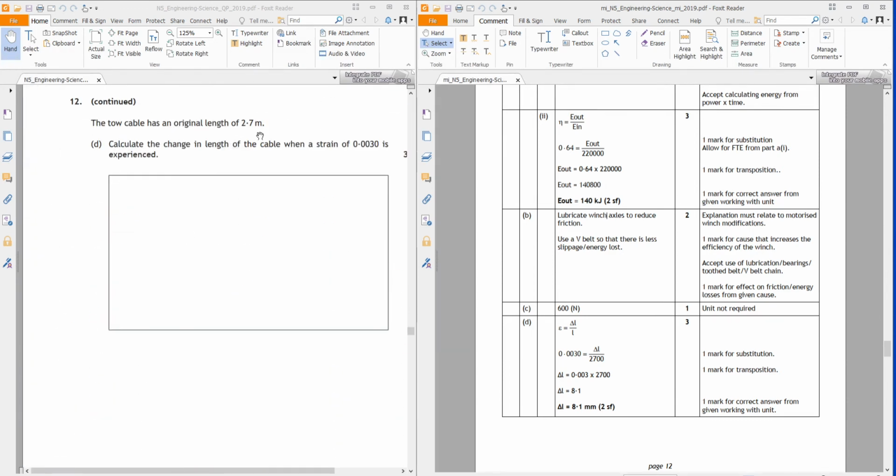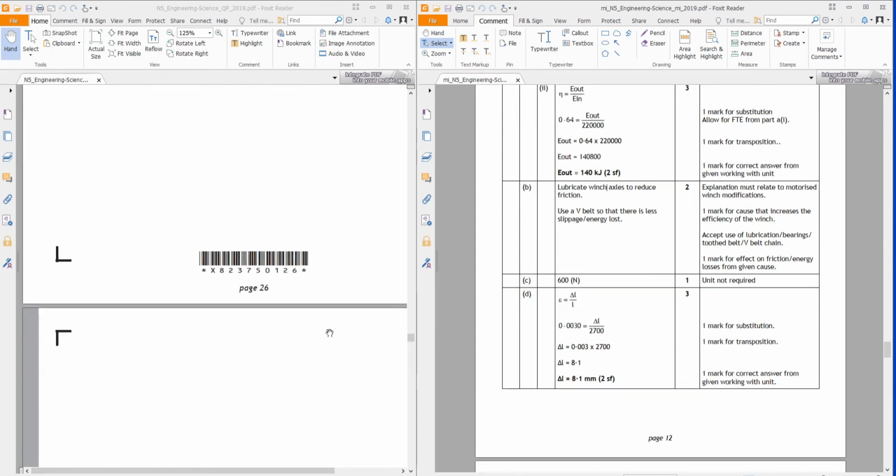Tow cable's original length of 2.7 meters. Calculate the change in length of cable when the strain of 0.003 is experienced. Right. So the 2.7 meters, you can leave it in meters, you can change it to millimeters. This one has changed it to millimeters, and you've got 8.1. Okay, if you do 2.7 times 0.003, you've got 8.1 times 10 to the negative 3, and that is equally correct if you put meters at the end of it.